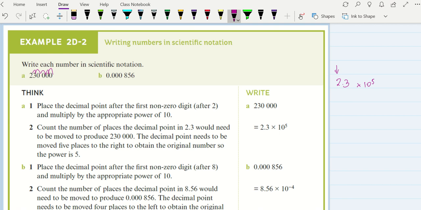Now let's have a look at this next one. It's got to be 8.56 times 10 to the power of negative something. Let's work it out. -1, -2, -3, -4. So it's 8.56 times 10 to the -4.